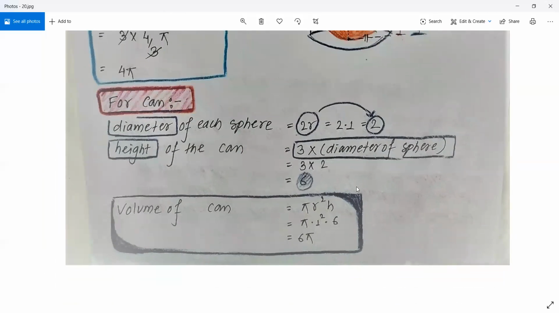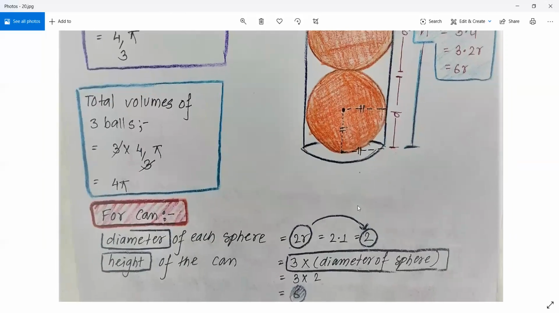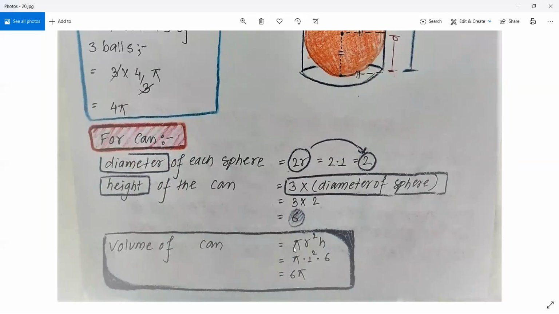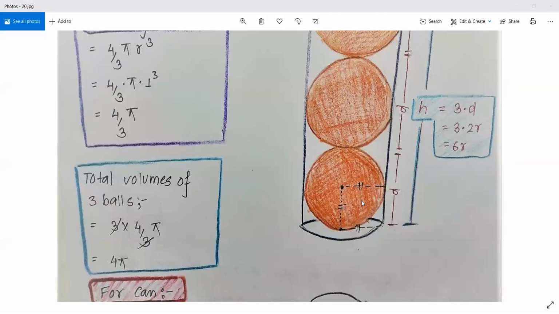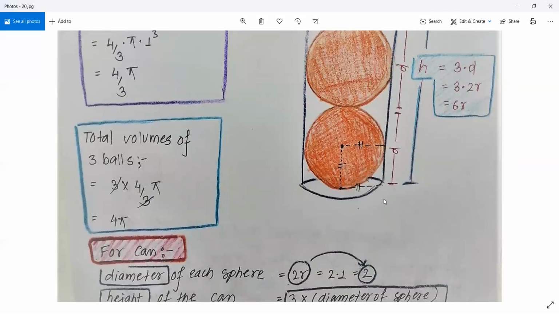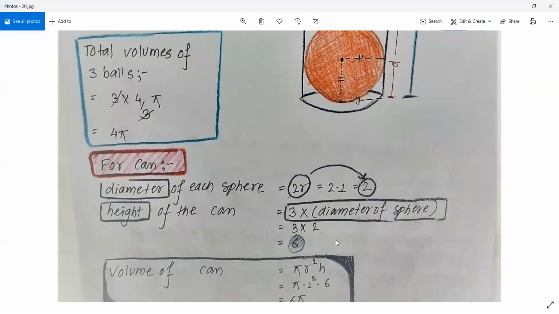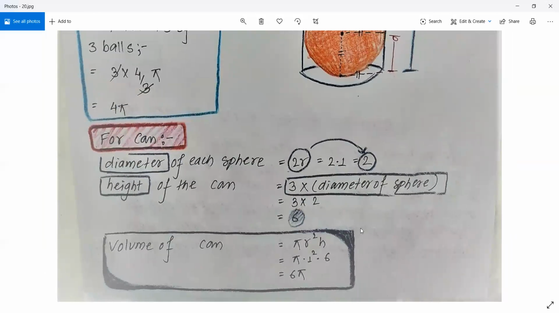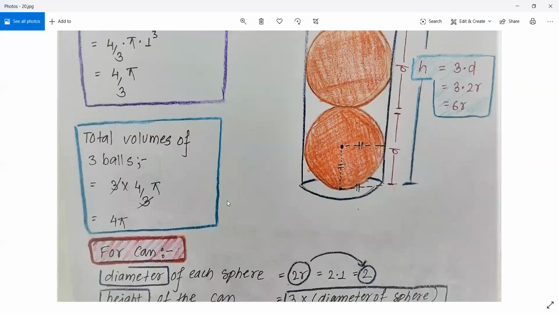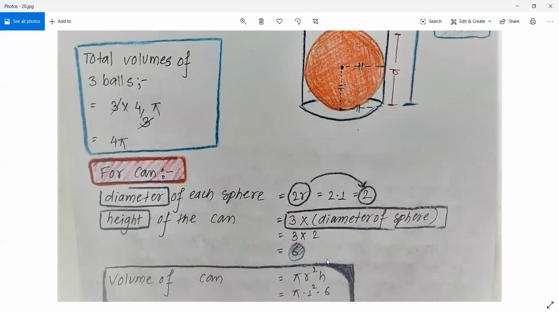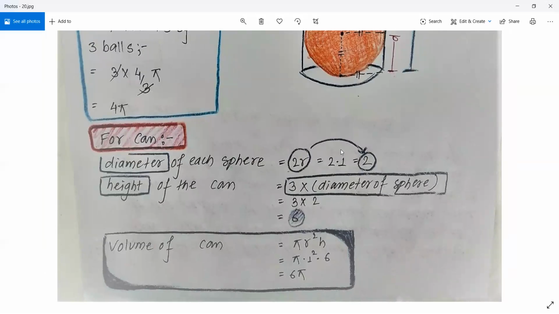So what is the volume of the can? The volume of the can is pi r square h. The base is pi r square, and when you multiply the base with the height, you'll get the volume of the cylinder. So pi r square h, that is 6 pi. So the volume of 3 balls is 4 pi, and the volume of the whole can is 6 pi.